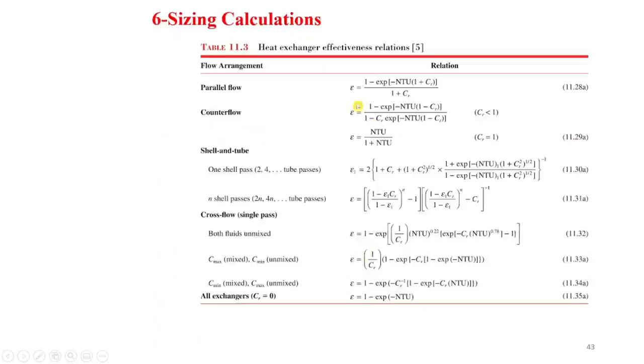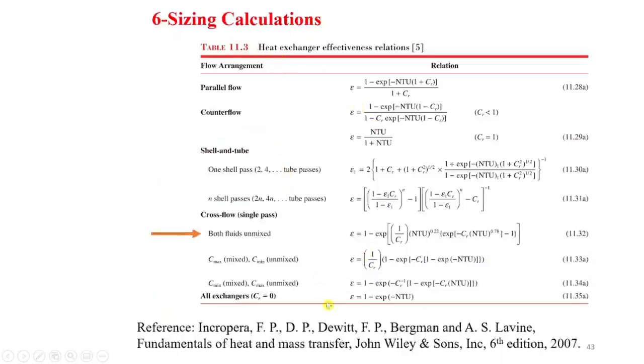Just to remind ourselves, in the book of Incropera, there are two tables that are very fundamental for most types of heat exchangers. Table 11.3 gives you the effectiveness as a function of NTU and CR for different types of heat exchangers. Our heat exchanger is cross-flow, both unmixed and mixed, so you have this equation 11.32, which is exactly the equation that I showed you in the previous slide.